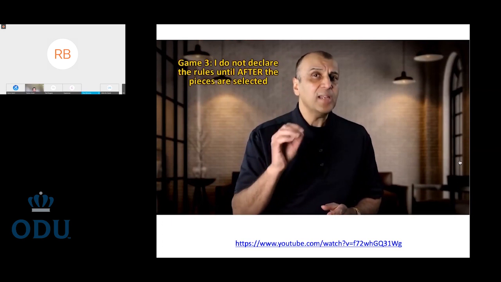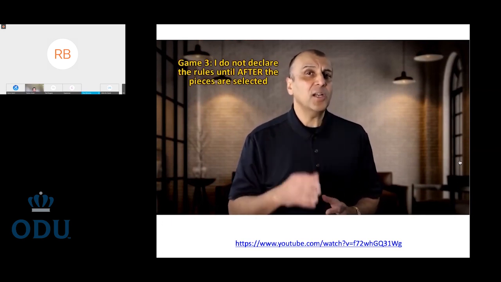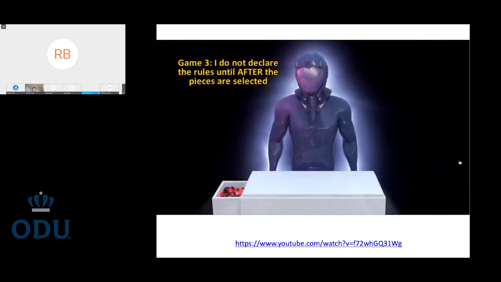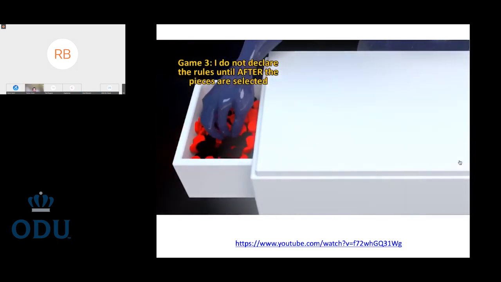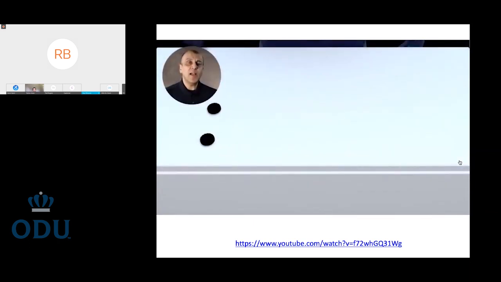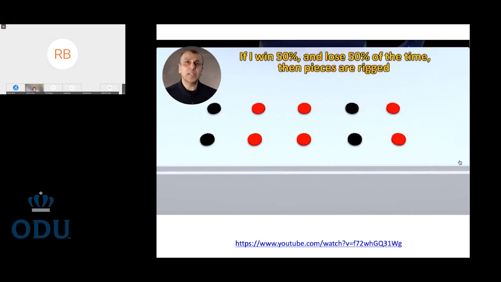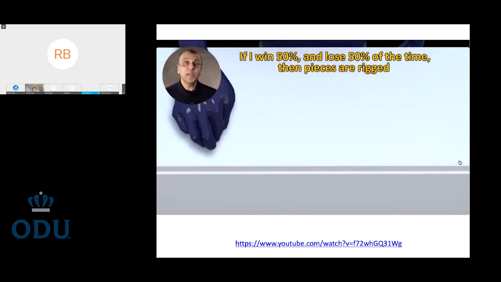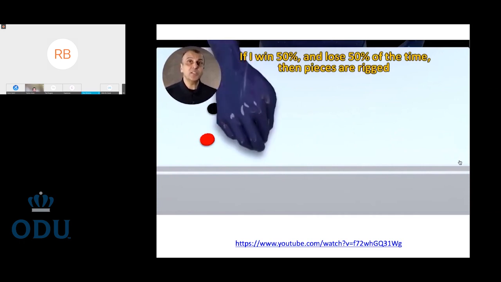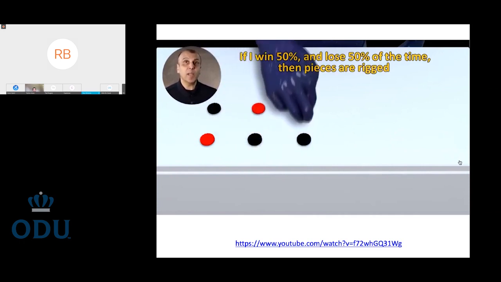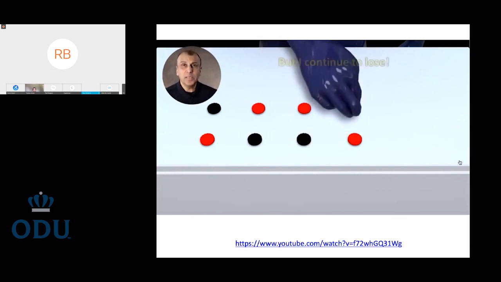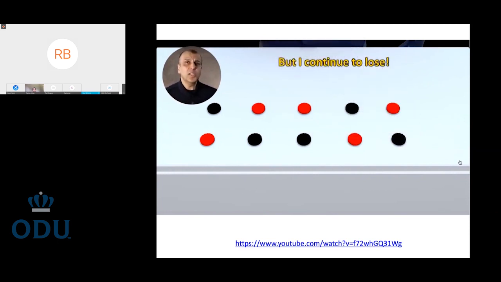This time, I do not tell the universe whether matching colors or different colors will win the game until after the universe has already picked the checker pieces. If, after revealing the checker pieces, I find that I win 50% of the time and lose 50% of the time, then my conclusion is that indeed the checker pieces were rigged from the very beginning, because my chances of winning would be 50% if the red and black pieces were already picked by the universe. But if I continue to lose, then I have to conclude that somehow the colors of the checker pieces were not chosen ahead of time.